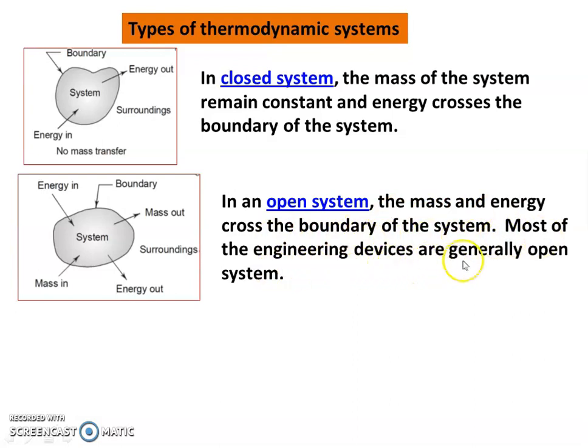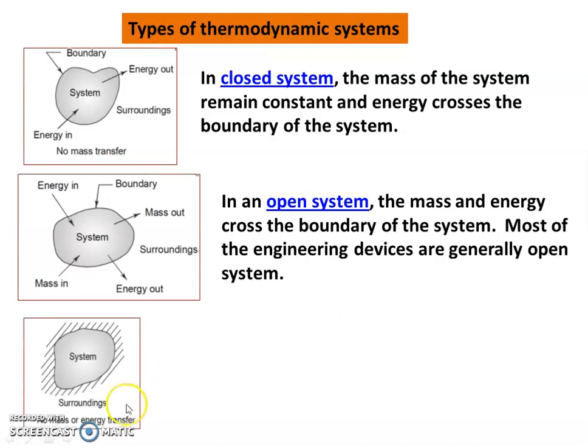Most of the engineering devices are generally open systems. Now what we saw: turbine, electric cooker, IC engine, petrol engine, diesel engine, gas turbine, steam turbine, refrigerator, all are open systems. Any engineering device we are going to study in future, all the engineering devices are open systems. Then what is a closed system, why do we need it? Closed system is only theoretical. We want a closed system to study the problem, but practically all the systems are open systems.